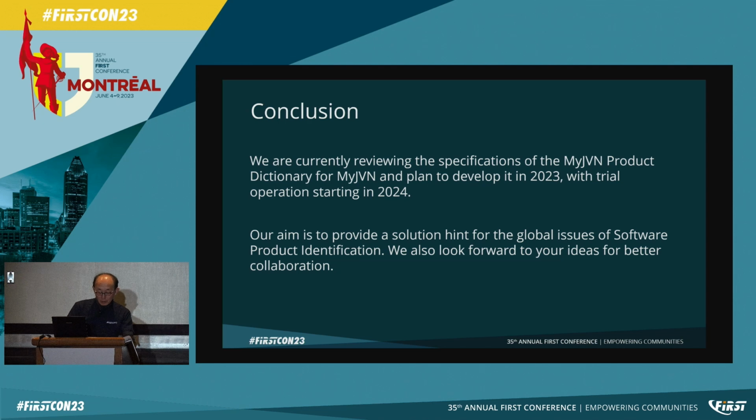Conclusion. We are currently reviewing a specification of MyJVN Product Dictionary and plan to develop it in 2023, with a trial operation starting in 2024. Our aim is to provide a solution hint for the global issue of software identification. We also look forward to your ideas for better collaboration. Thank you very much.